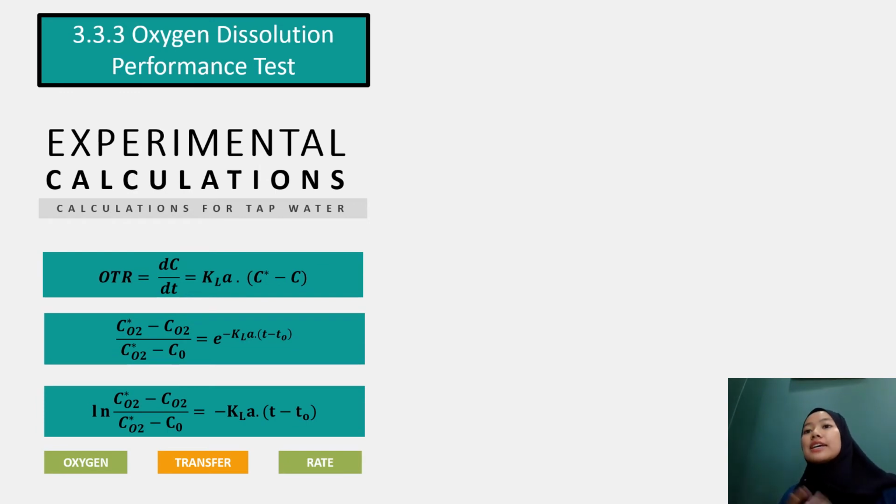In this test we are going to measure the dissolved oxygen increment first before we calculate the oxygen transfer rate using this equation, in which we can get the value of the KLA, which is known as the oxygen transfer rate, as the slope of plotting the ln equation varying with time versus time.